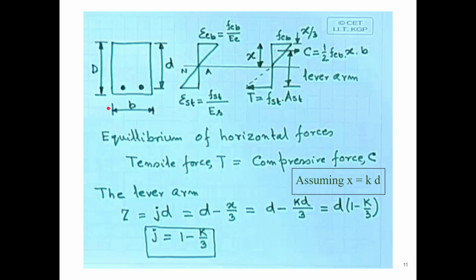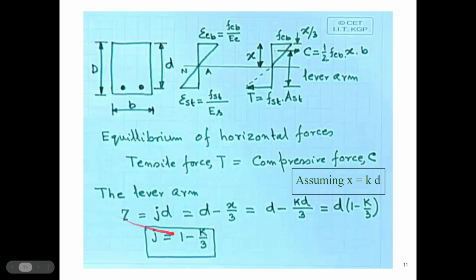Okay, the center of tension is basically the middle of the rebar. That is the clear cover plus 5 by 2. So this is the center of tension, but the center of compression we have to find out. What is the distance from the topmost fiber or the neutral axis? We need to find this. The distance from the center of compression to the center of tension is called the lever arm.